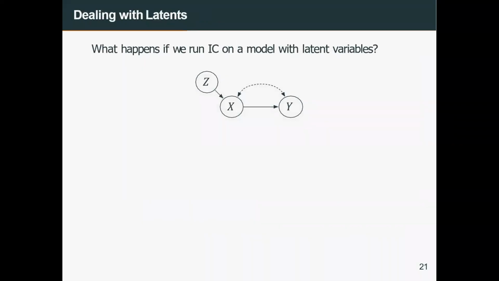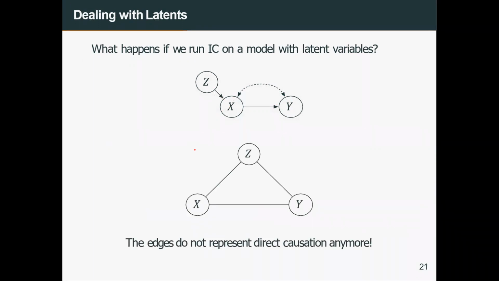Yes. So now let's try to add in latent variables. What happens if we run the IC algorithm on a model that has latent variables? For example, this one where Z goes to X, X goes to Y, and X and Y also have a confounding variable between them. If we run that same algorithm on these three variables, what we're going to find is that it's essentially just a complete graph, right?